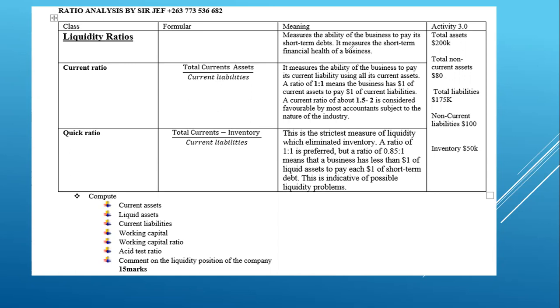So it means we have got two classes. Number one, the current ratio, which is calculated as total current assets. Remember, as current assets, we refer to those assets that have a duration of less than 12 months. Our total current assets over our current what? Liabilities. Okay, that's the ratio. It measures the ability of the business to pay its current liabilities using all its current assets. A current ratio of 1:1 means the business has $1 of current assets to pay $1 of current liabilities.